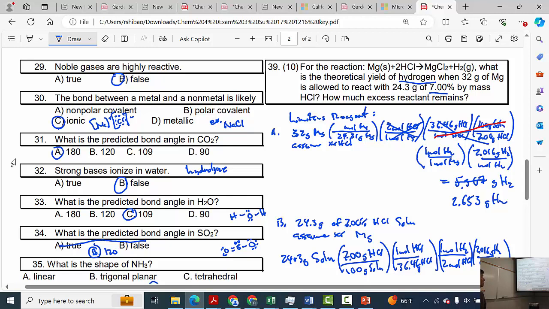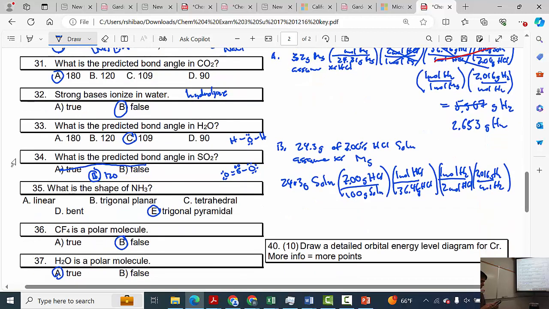This pen, I need to make it narrower, but this is as narrow as it gets. So 24.3 times 7 divided by 100, divided by 36.46 divided by 2 times 2.016. Keyed out okay.